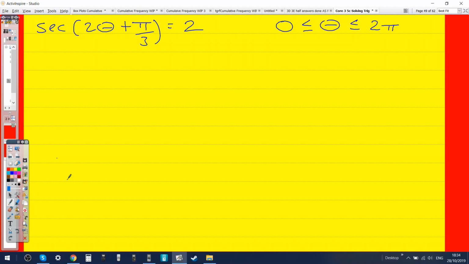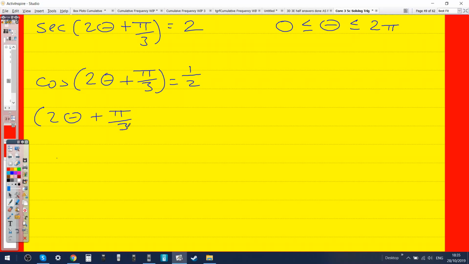So first I expand the bracket. That's not possible. This isn't times, this is the sec of that. Okay. So then it's 1 over cos of that whole bracket equals 2, and then cos of the bracket equals 1 over 2. So then this bracket, 2 theta plus pi over 3, equals arc cos 1 over 2.